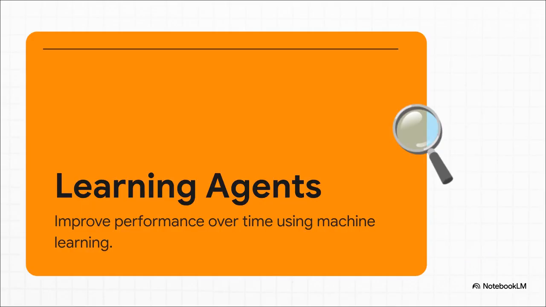And here we are. We've made it to the very top of our ladder with learning agents. And honestly, this is where things get incredibly powerful. These agents don't just operate with a fixed set of rules. They actually get smarter and smarter over time by learning from experience.